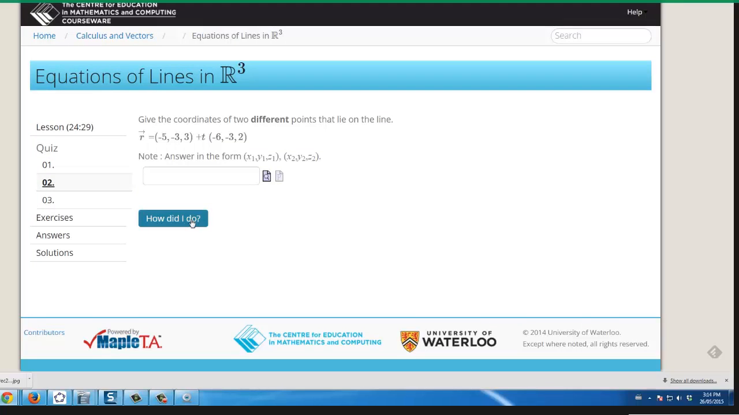Here we are. Meg, can you give me 1 point that lies on that line? Negative 5, negative 3, and 3. Good. Okay, pick a second point. This time t can't just be 1. Well, I guess t could be 1. That's fine. Negative 12. Really? Wait, that wouldn't work. No.